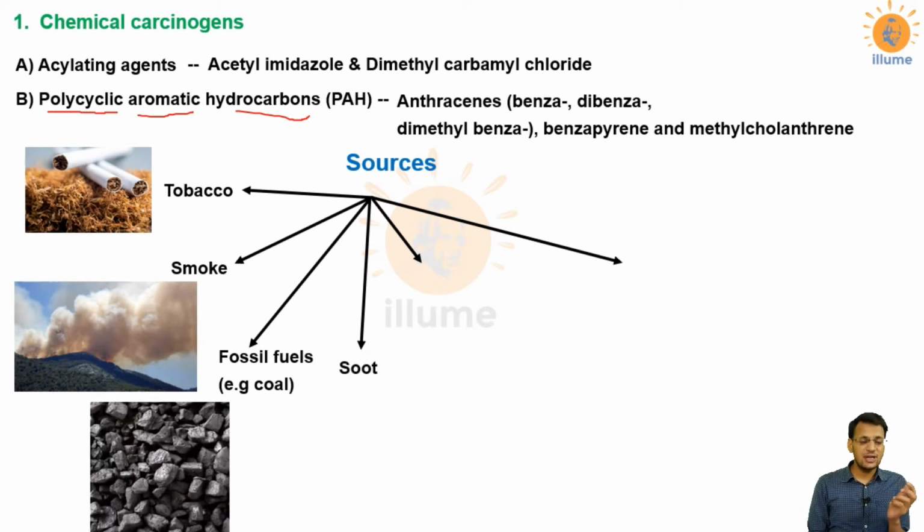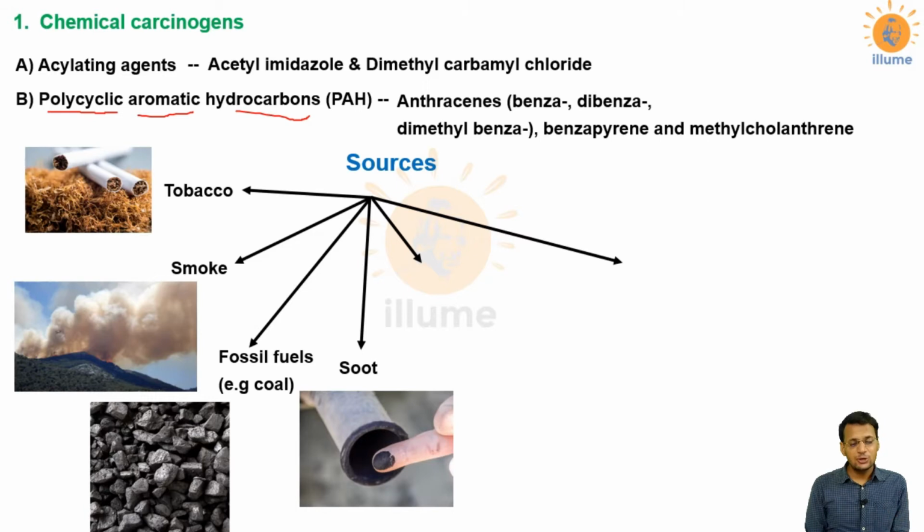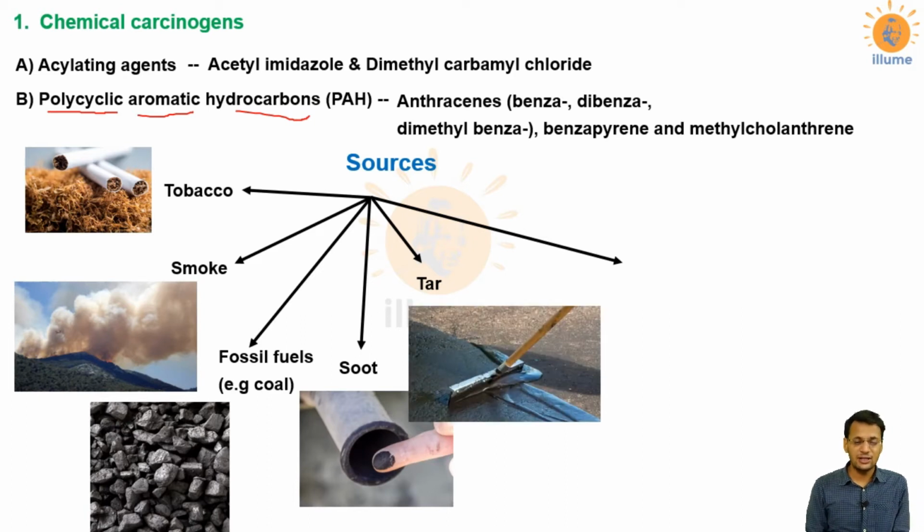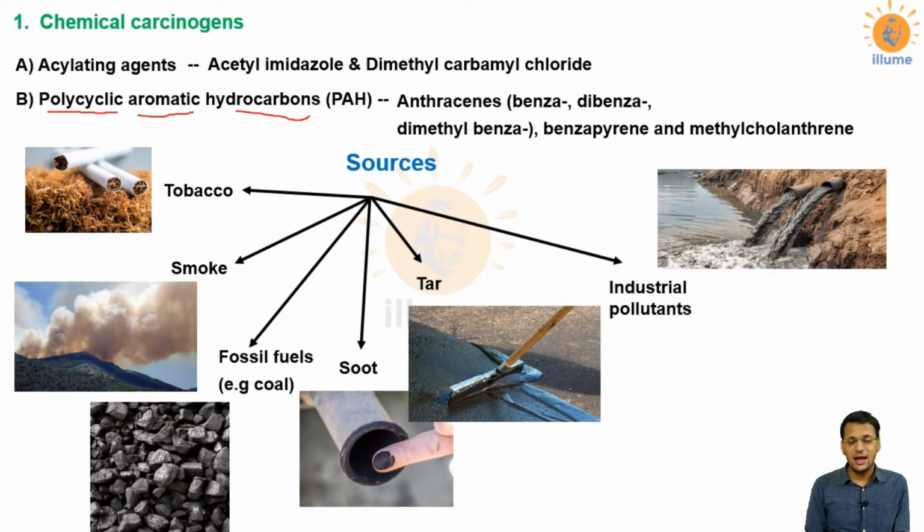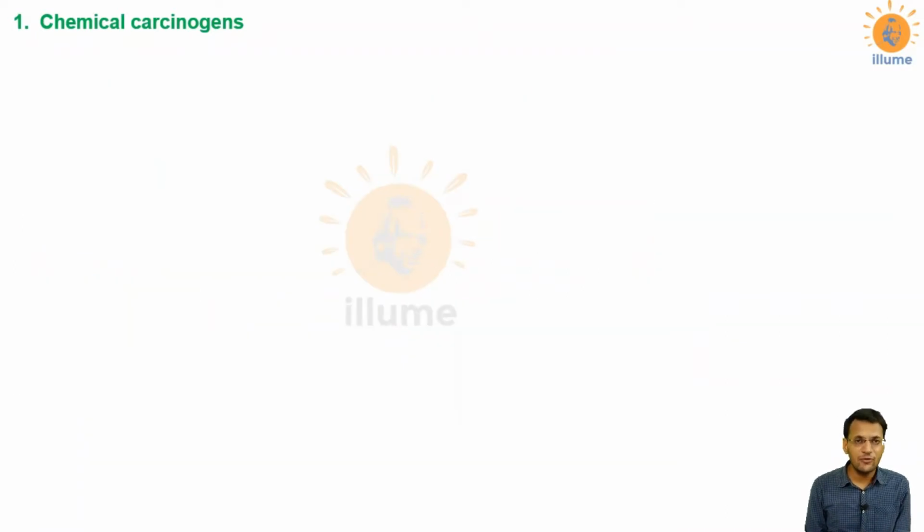Then fossil fuels like coal, petroleum, diesel, soot which is produced in vehicles, and soot is always produced when there is an incomplete combustion. Whenever something is burned incompletely, it produces soot, which is very visible in your vehicles. Then tar, which is used in the laying of roads, is a very good source of PAH. And then multiple industrial pollutants. So all these are the sources of PAH and are responsible for development of cancers.